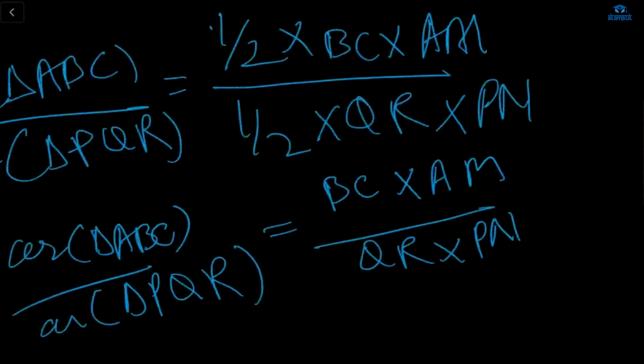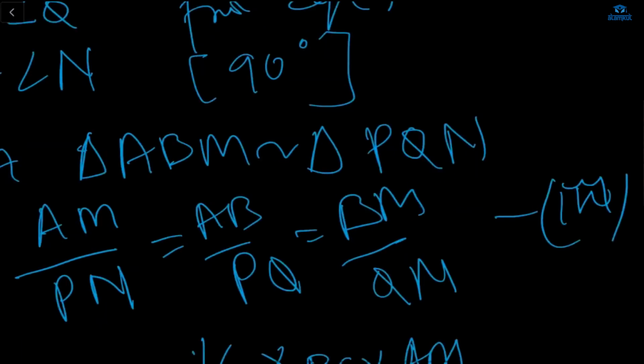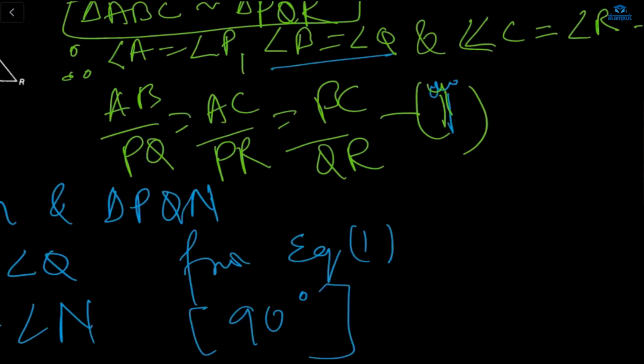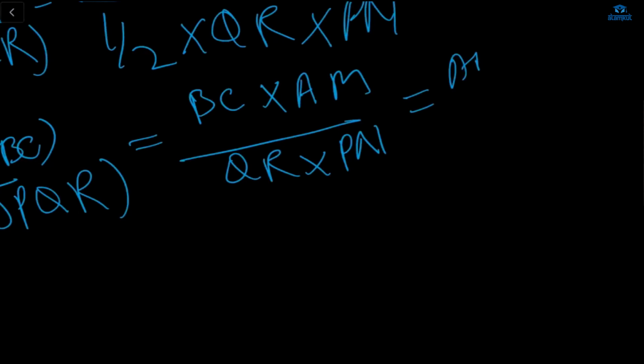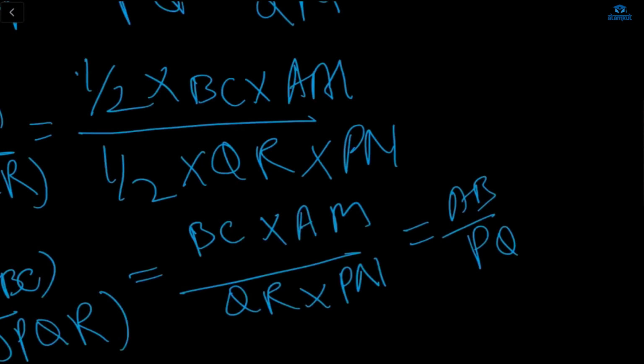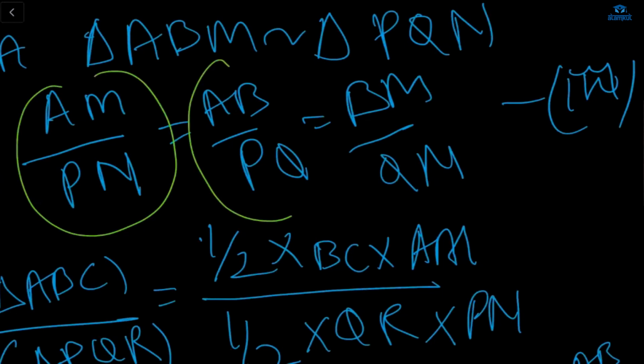Now, if you see equations second and third, BC by QR can be written as AB by PQ, because both are equal. So we can write it as AB by PQ. And in equation 4, AM by PN can also be written as AB by PQ.